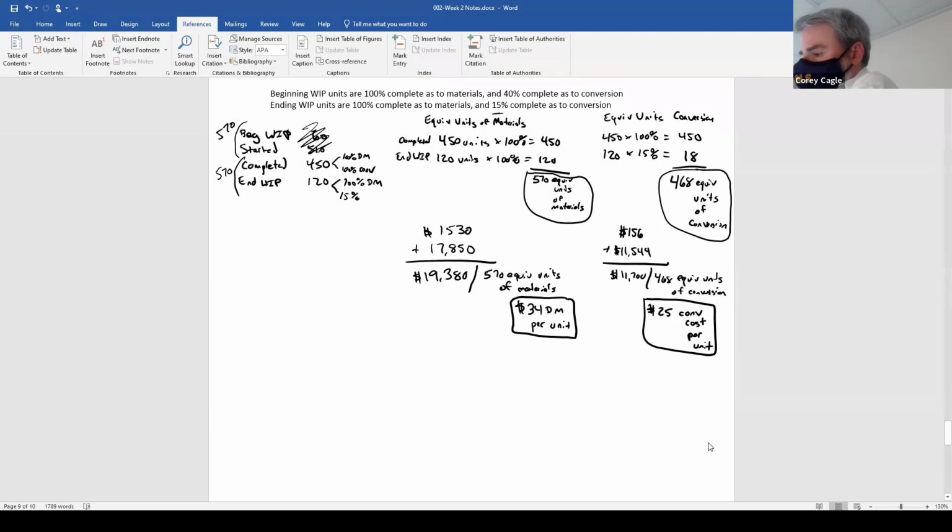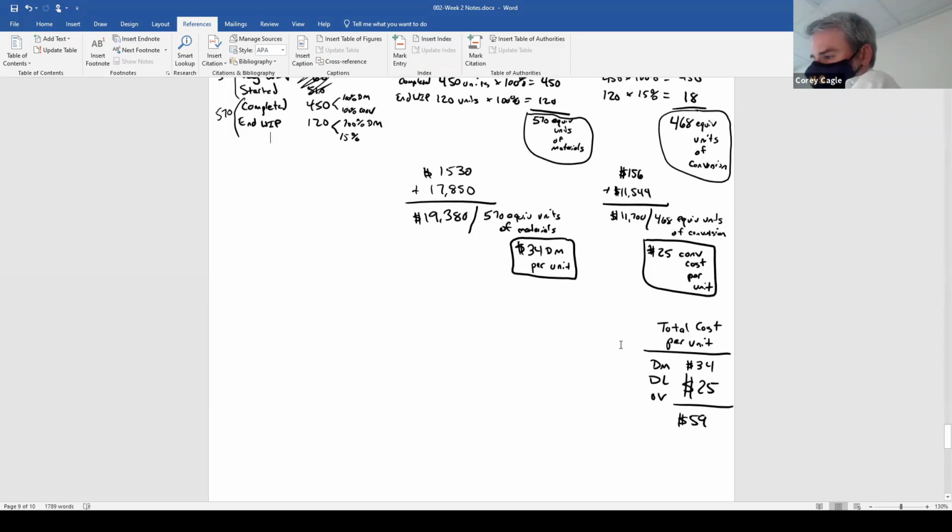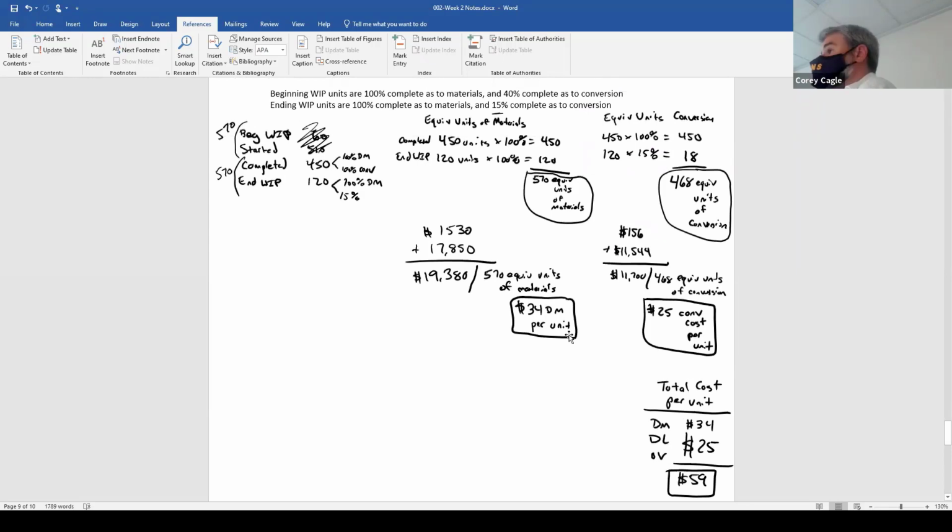All right, that would make us have to say, all right, total cost per unit: direct material, direct labor, overhead. So direct materials 34. Labor and overhead is 25. $59 per unit. They could have asked us that. And that's our step 3. Questions on that?